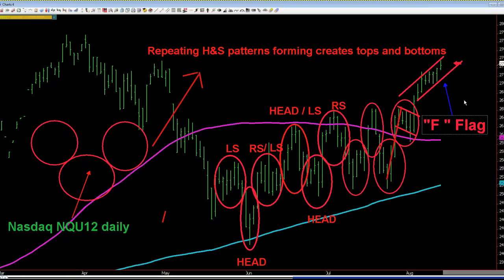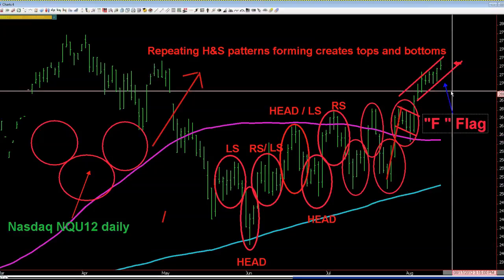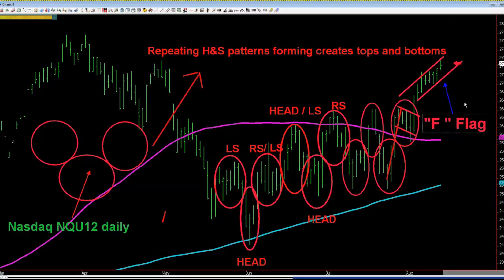We got long on Monday. We're long again for Tuesday. We bought the lows in both cases or near the lows. I like what we're seeing here for the future. So that's your NASDAQ, right?